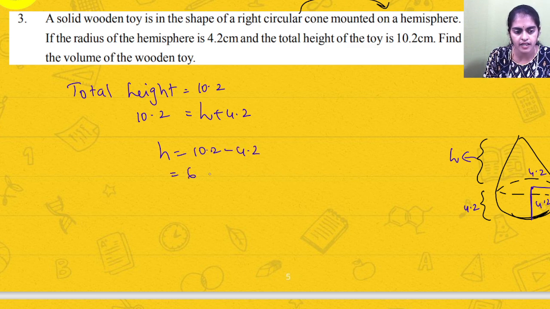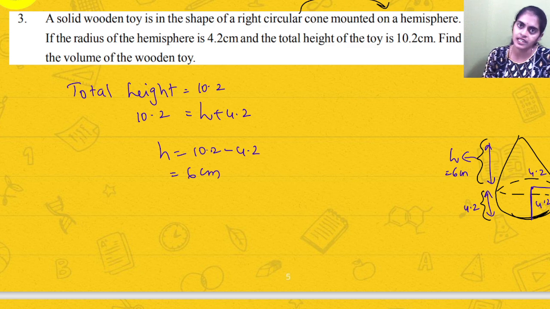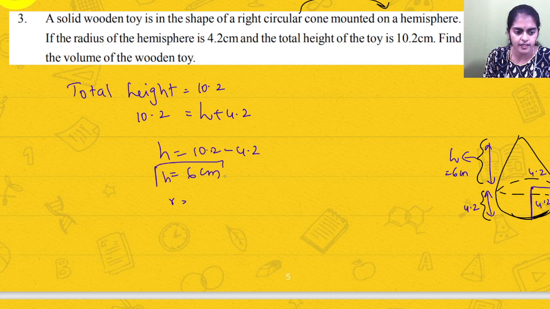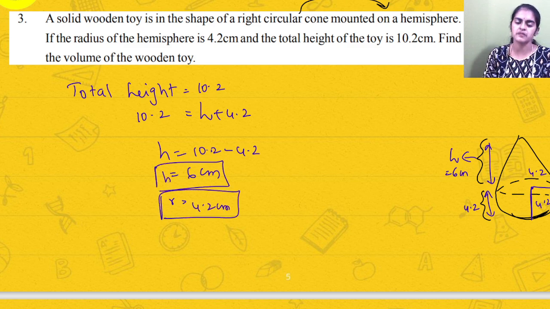So how much are you getting? Are you getting 6 here? So the height is 6 centimeters. So this is 6 and this is 4.2. Did you all understand? Okay. Now what else do we need? The height you got as 6 and the radius is given as 4.2. The radius of the hemisphere and the radius of the cone are both 4.2.